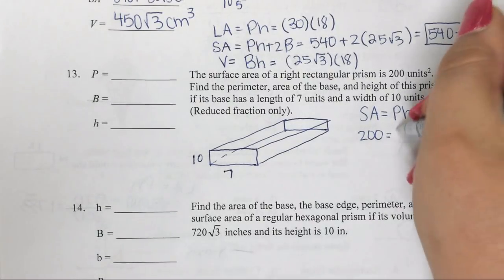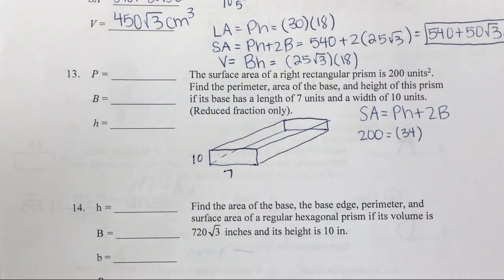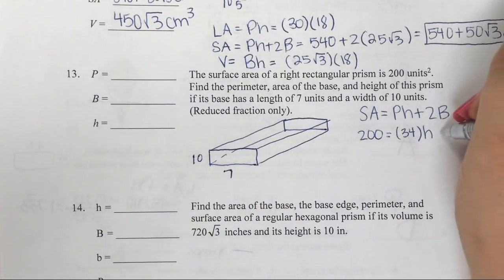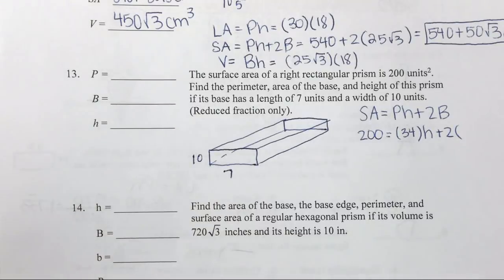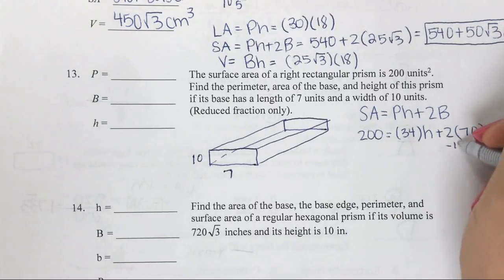Yes. Okay. Do I know the height of the prism? I'm just going to put H. Do I know the area of the base? 70, because I multiply length times width. And then can I just solve for H here? Okay, cool. I'm going to do that.